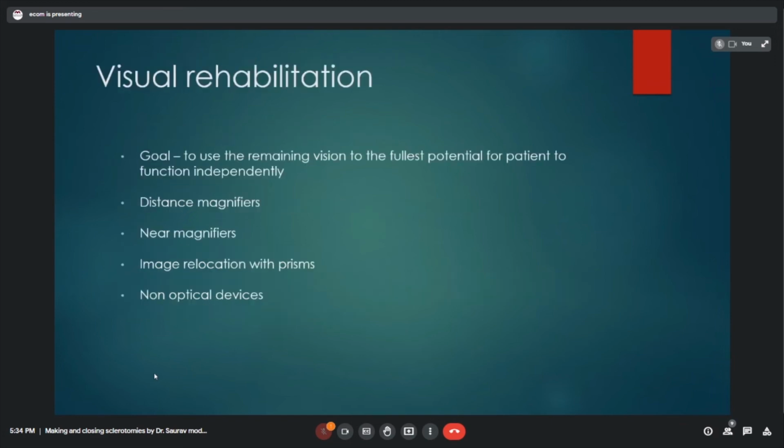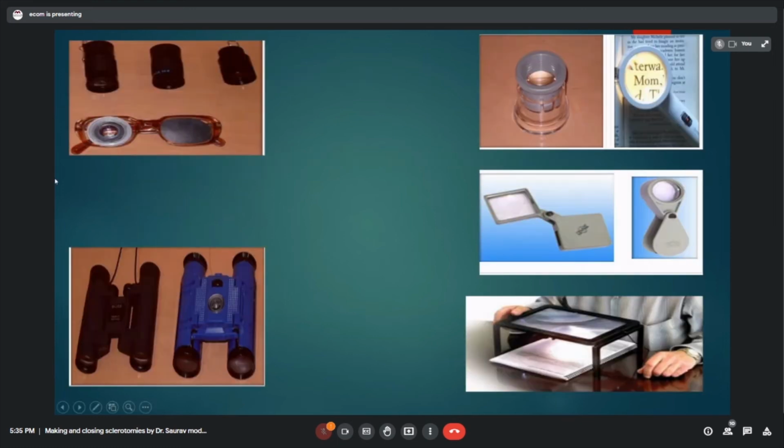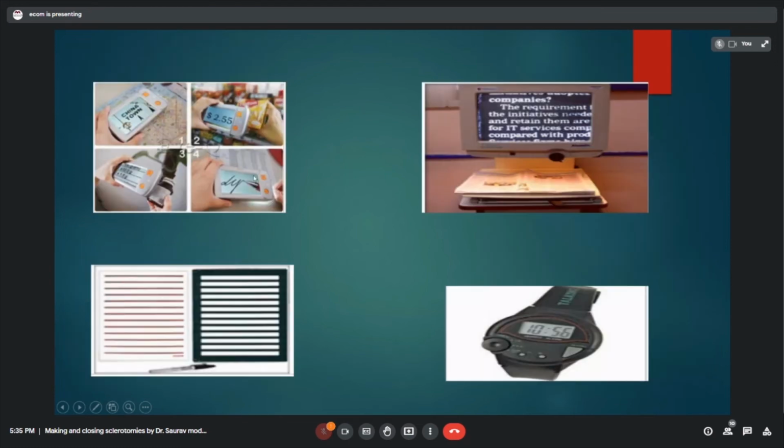The most important is visual rehabilitation. Usually these patients will have difficulty in vision, so the goal is to use the remaining vision to the fullest potential for the patient to function independently. Now there are various low vision aids available, like distance magnifiers, near magnifiers, image relocation with prisms, so that the image is shifted from the fovea to the parafoveal area, and non-optical devices. These are various pictures: uniocular telescopes, binocular telescopes, stand magnifiers, pocket magnifiers, Fresnel magnifiers, then pocket CCTV, then signature writers, then CCTV and talking clocks.